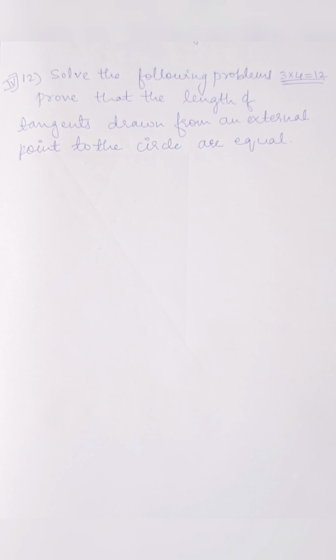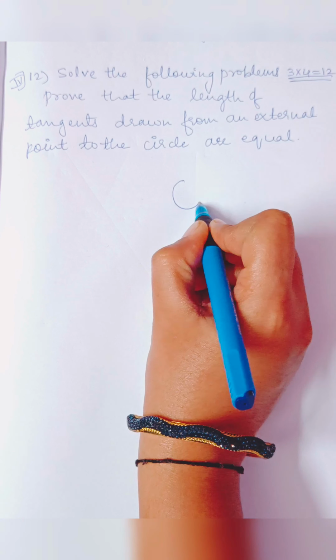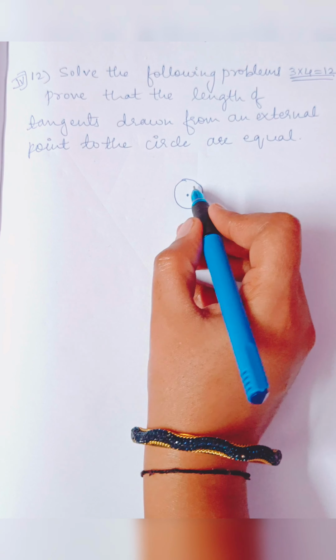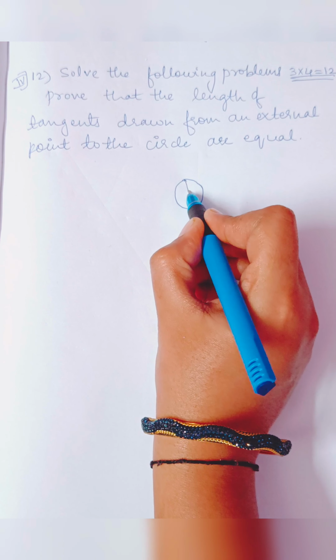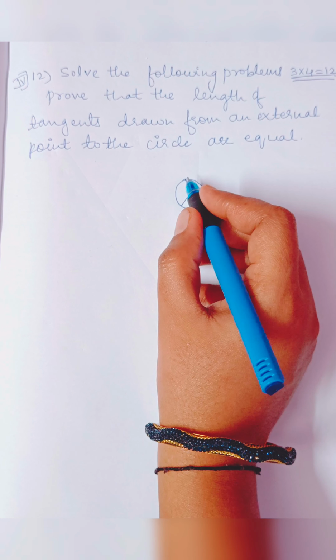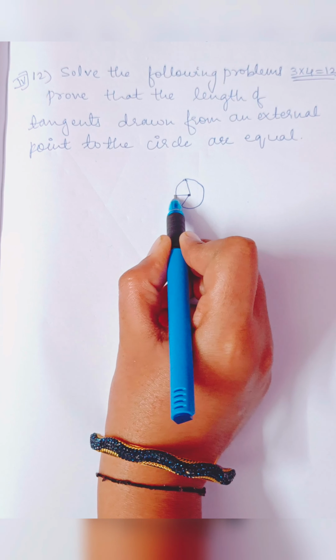So the next question is, solve the following problems. Prove that the lengths of tangents drawn from an external point to the circle are equal. Let me explain this part. I'm going to draw a figure. So this is the center point. This is the radius of the circle. So it comes like this.